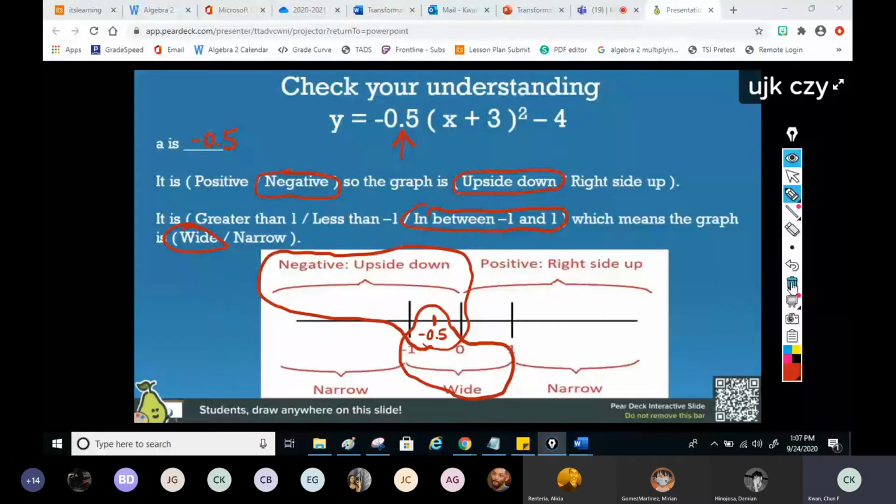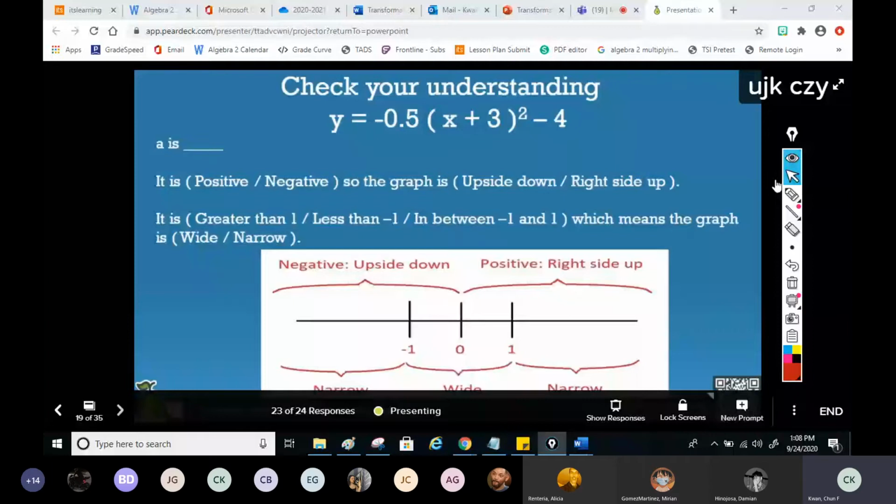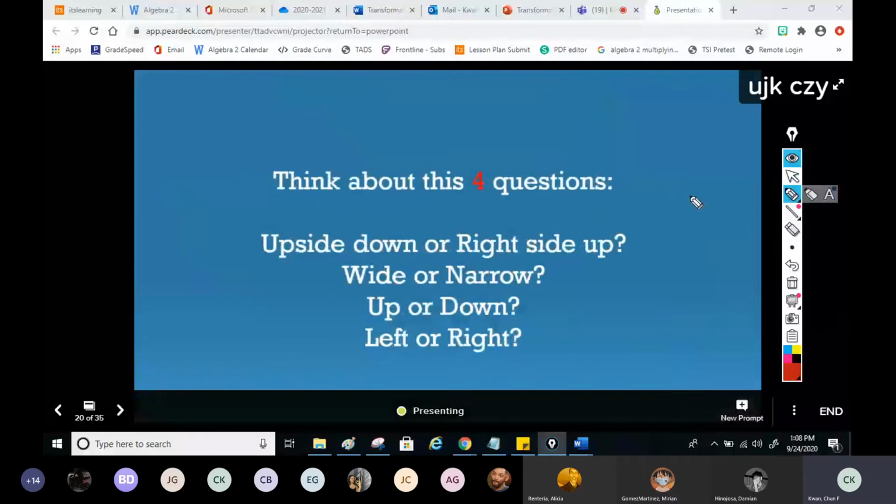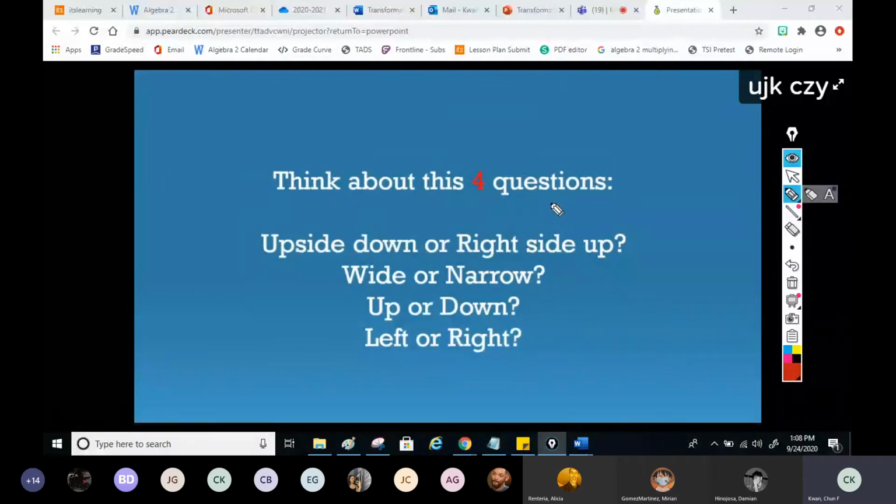relatively easy. All right, so right here, you don't have to write it down, but I want you to think about these 4 questions every time that you're trying to figure out the transformation. So for every problem on transformation, think about these 4 questions. Is it upside down or is it right side up? Is it wide or is it narrow? Did it shift up or did it shift down? Did it shift to the left or did it shift to the right? So these 4 are what we care about, okay?